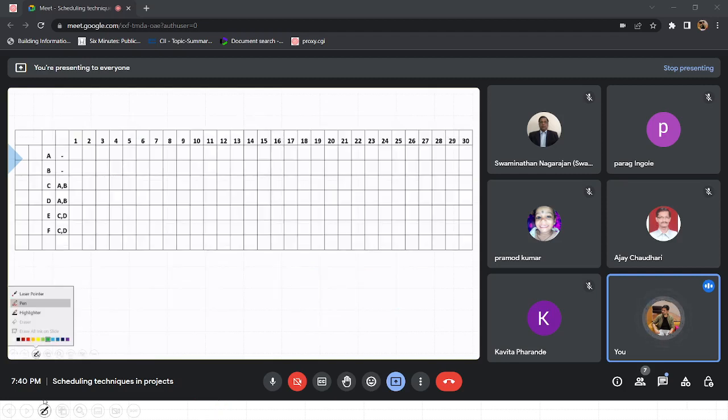Do I have a highlighter? If I have a highlighter, it would be easier. Yeah. So activity A has this scope. Activity B has this scope. We'll see what this scope I'm talking about is.